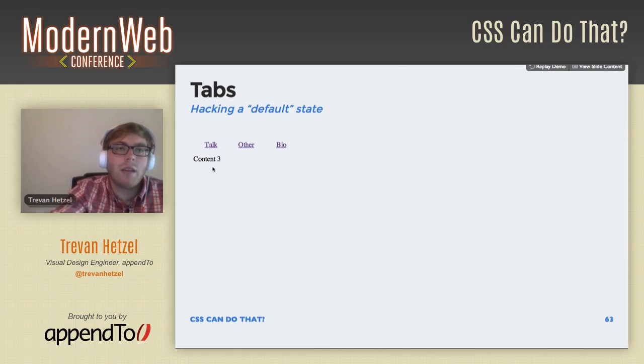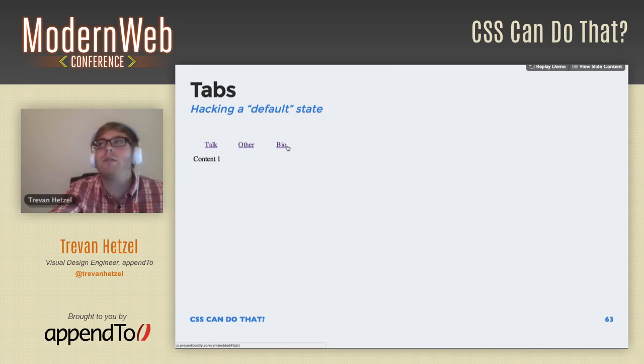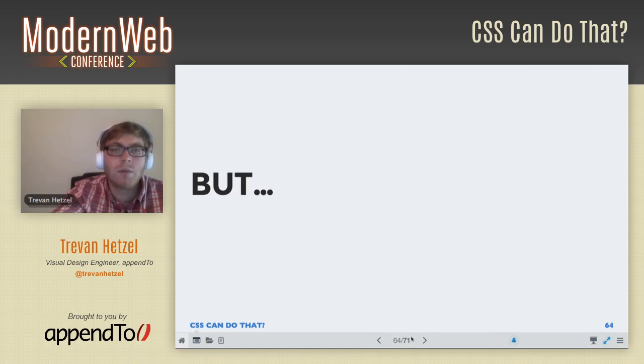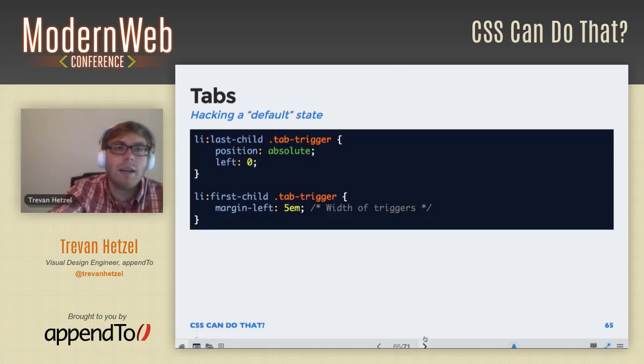Right? The first content is shown first, but bio correlates to that first content, and it's still at the last of the list of tabs up here. So we need to get around that, and here's what we'll do. Right, we don't have an active class. Here's what we're going to do.